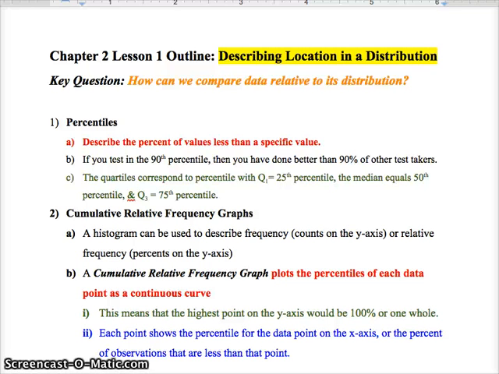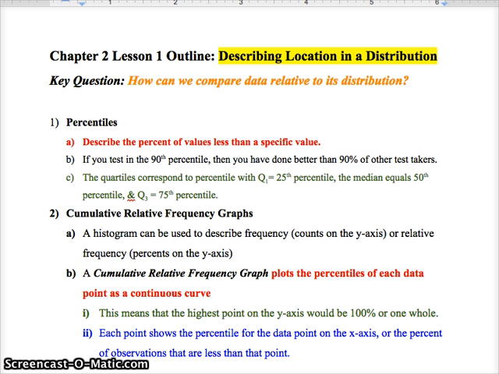This is the AP Stats Chapter 2, Lesson 1 outline. We looked at ways to describe distributions: shape, outliers, center, and spread. Now we're going to jump into looking at how we compare a value to other values from the same distribution. So that's what we mean by relative to its distribution. One way in which we can do that is percentiles.